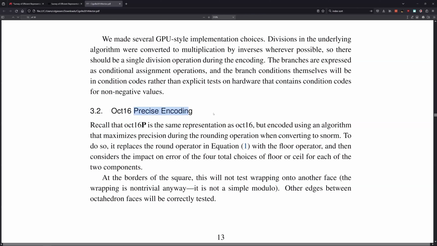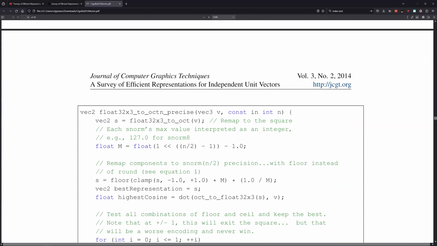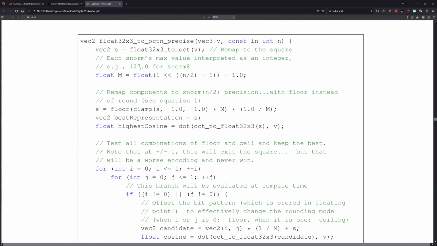So a precise encoding uses a different algorithm. Use the floor operator instead of the round. Ooh, that's a lot more math.